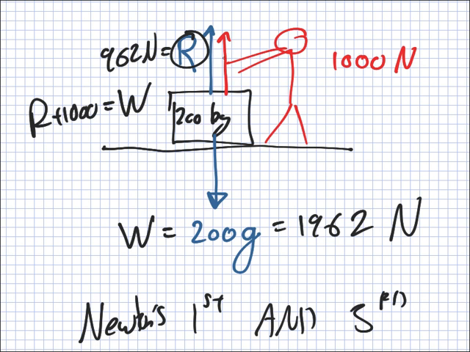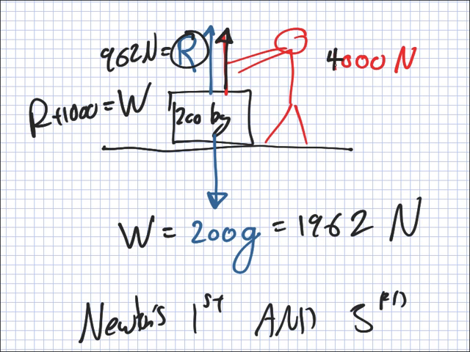Suppose this moves up. It moves off the table. Then what's the R? Let's say he's strong. Let's say it's 4,000. What's the R? The force on them. Zero.